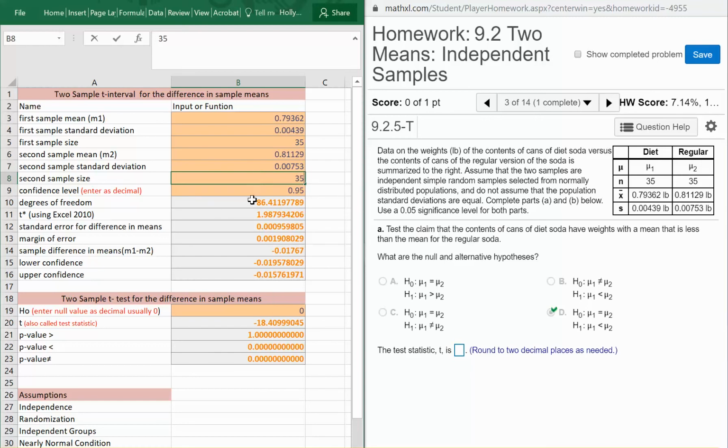Confidence level is going to be 95 because our alpha level is 0.05. Okay, and normally our null hypothesis will be 0 since mean 1 is equal to mean 2, and under the null hypothesis, their difference is 0. So I think we have everything. Let's see if our test statistic works out. We have a very negative test statistic, negative 11.99.